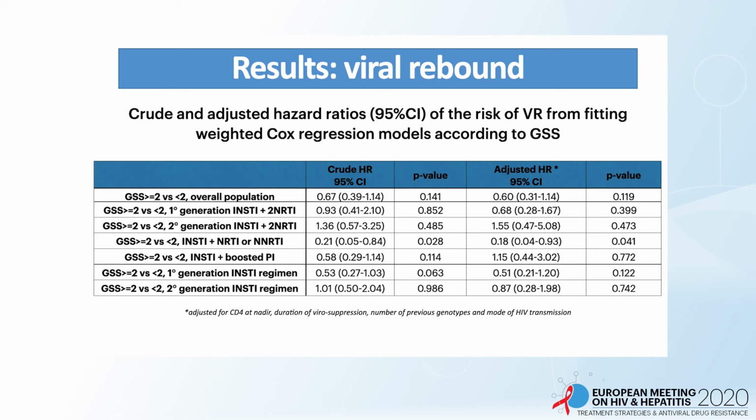In this table, we can see crude and adjusted hazard ratios of the risk of viral rebound from fitting a weighted Cox regression model according to GSS, and this model is adjusted for CD4 cell count at nadir, duration of viral suppression, number of previous genotypes, and mode of HIV transmission. By multivariate analysis, patients with GSS equal or more than 2 had a lower risk of viral rebound. The adjusted hazard ratio is 0.60, with a 95% confidence interval of 0.31 to 1.14, compared to those with GSS below 2, but this result is not statistically significant in the overall population analysis, even though we reach statistical significance for the INSTI plus NRTI or NRTI group.